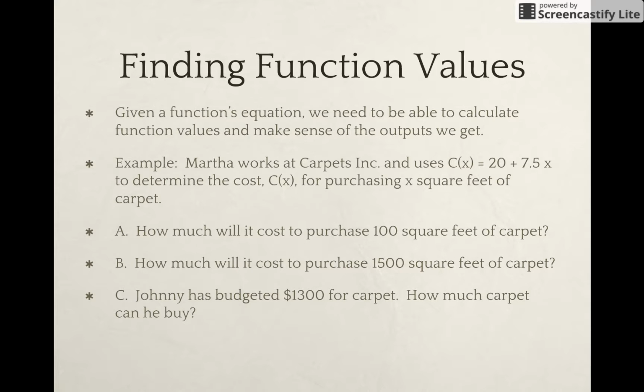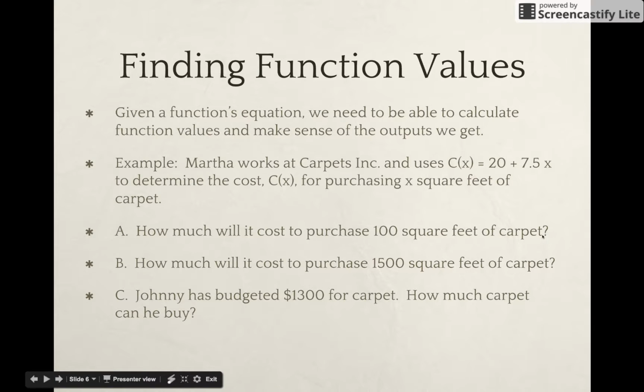One question we'll ask is, how much will it cost to purchase 100 square feet of carpet? Second question we'll ask is, how much will it cost to purchase 1,500 square feet of carpet? And a third question we'll ask is, Johnny has budgeted $1,300 for carpet. How much carpet can he buy? These three questions represent one thing that we like to be able to do with functions, and that is, in A and B, we are finding values associated with given inputs, right, given values of x.